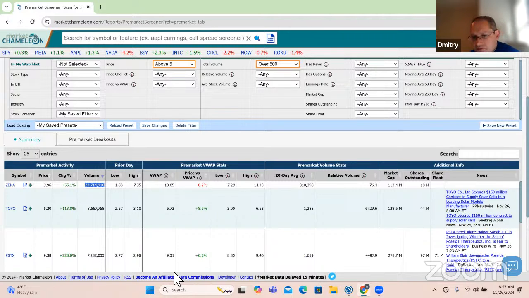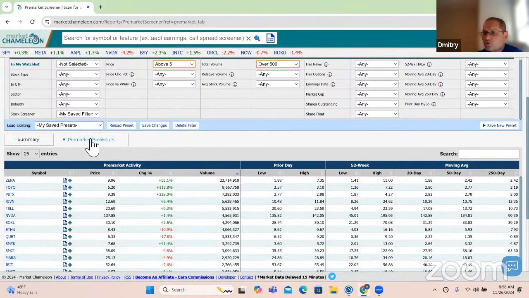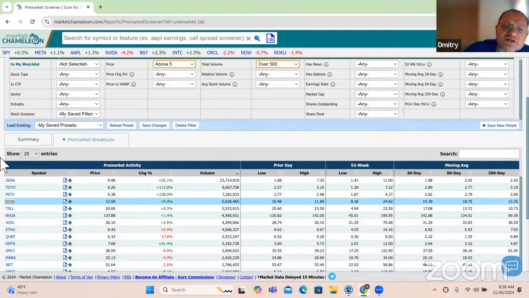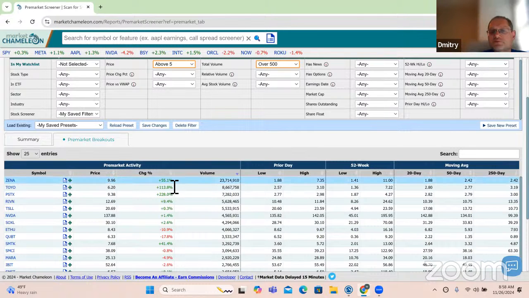Now, there's another tab here, pre-market breakouts. Some people like to screen for this, and this was by request. When we talk about a breakout, you're breaking out of a certain range or above a certain level; here we have ranges and moving averages. So the pre-market activity, again, is listed here. You can see the stock price, percent change, and volume. And we have the previous day's range. Did it break out of that range? In this case, it did, Zenus.